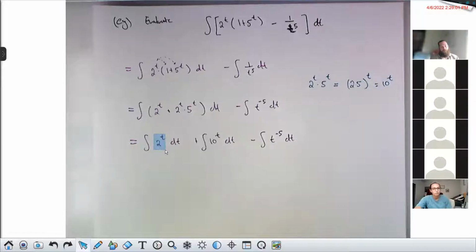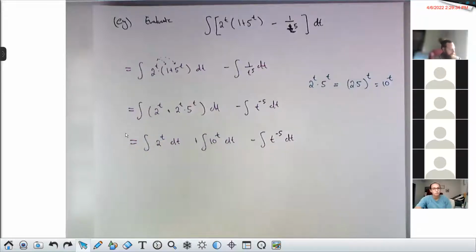Can anybody help me with an antiderivative for 2 to the t? Is it 1 over t plus 1, 2 to the t plus 1? If 2 were the variable and t were a constant, yes. But 2 is a constant and t is the variable. So a good comment here. These are not power rule integrals because the variable is in the exponent.